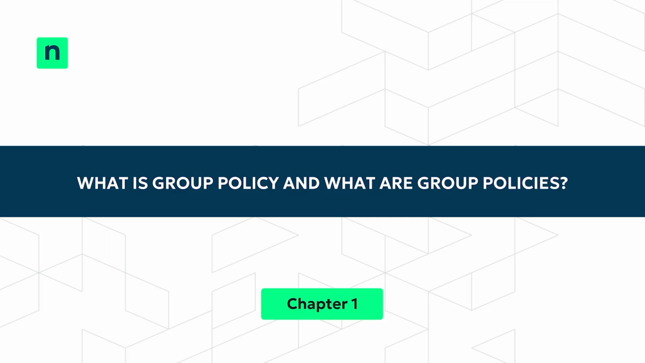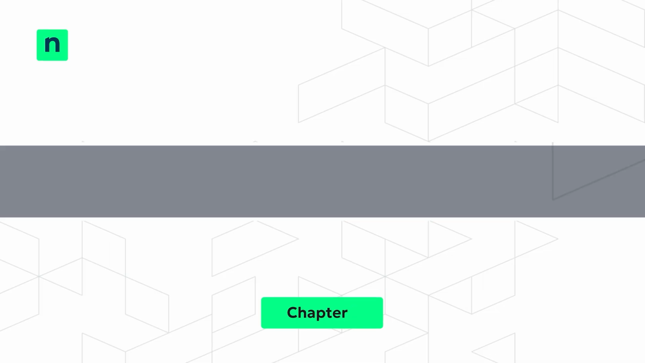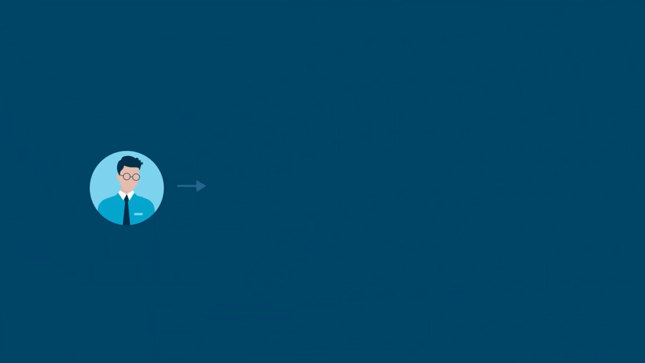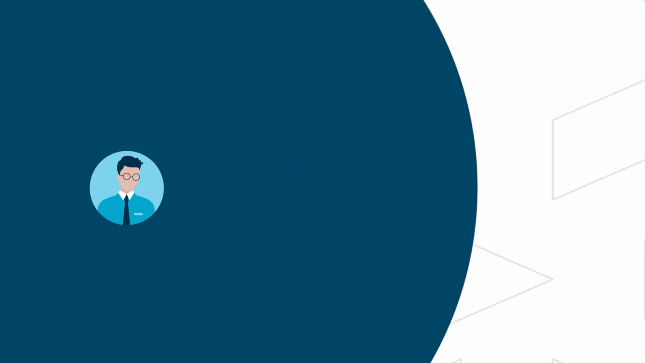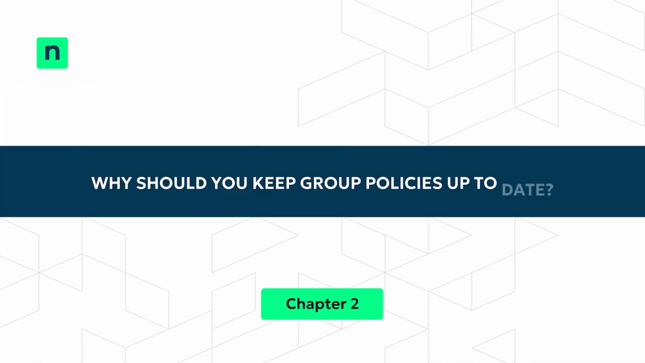What is group policy and what are group policies? Group policy is a Windows feature that enables administrators to centrally manage and configure systems, applications, and settings within an Active Directory. On the other hand, group policies are sets of rules that define how systems and users operate.